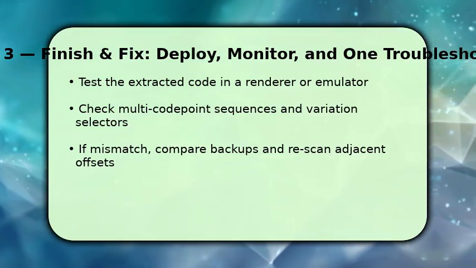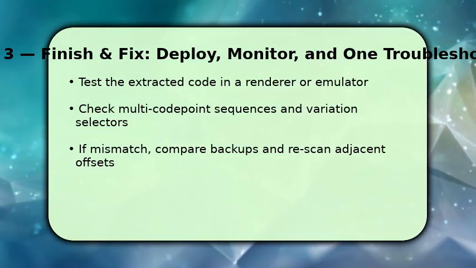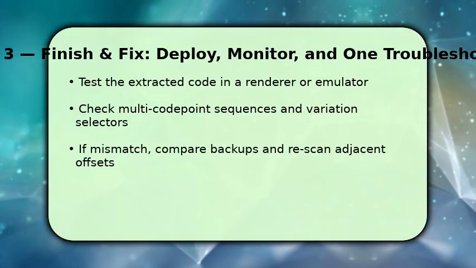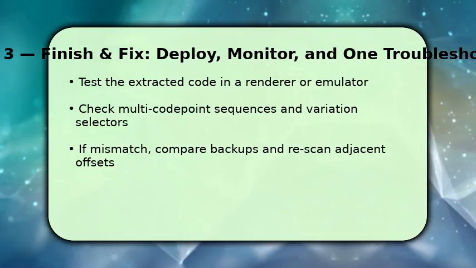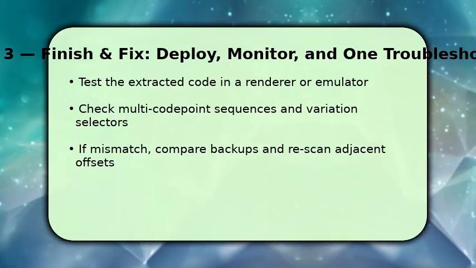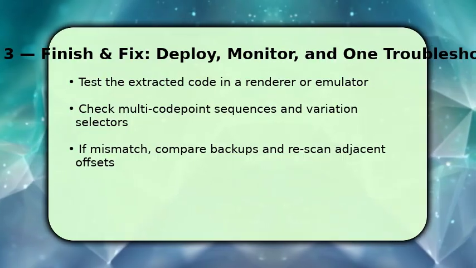If an emoji fails, check for multi-code point sequences and variation selectors. They change appearance. When things go wrong, revert to your backup and rescan neighboring offsets, because corruption or misalignment is common. Make adjustments, re-encode if necessary, and document the working offsets so you can reproduce the extraction reliably next time.